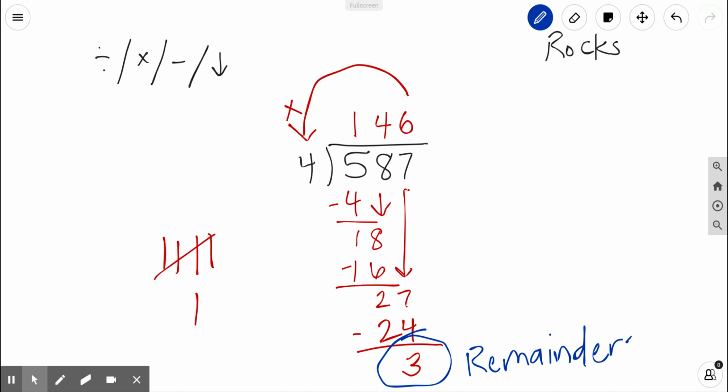So if I was splitting them between friends, I'd have to figure out what to do with that, because you can't just break a rock in half, most rocks anyway. But would I just leave them off to the side? Would I keep them for myself? Would I share them? That's kind of where you have to spend some time thinking about what you would do with a remainder. But a remainder is when you have something left over. Okay?